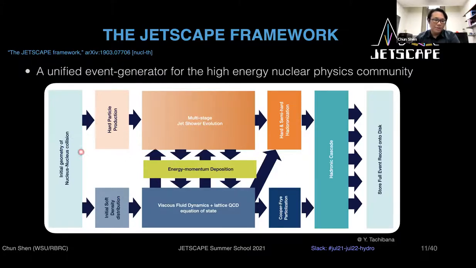So there are initial conditions connected to the soft medium productions, with energy density distributions at early time, as well as the hard particle productions for the high energy jets. They go through different physics modules and models to evolve as a function of time. In the meantime, they communicate with each other to exchange information. And in the end, particles are produced and can be compared with experiments.